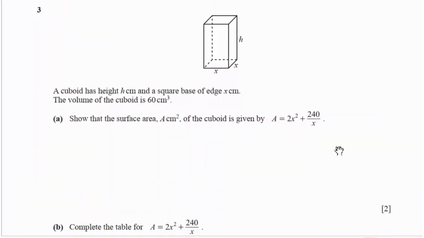Question 3 says a cuboid has height of 8 centimeters and a square base of edge x centimeters. The volume of the cuboid is 60 centimeter cube. Show that the surface area, A centimeter square, of the cuboid is given by 2x squared plus 240 over x. So surface area would be 2 square bases plus 4 rectangular faces.